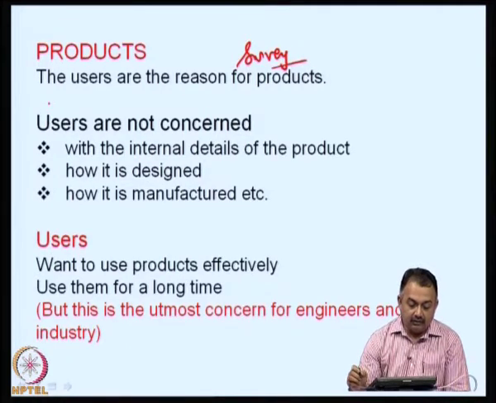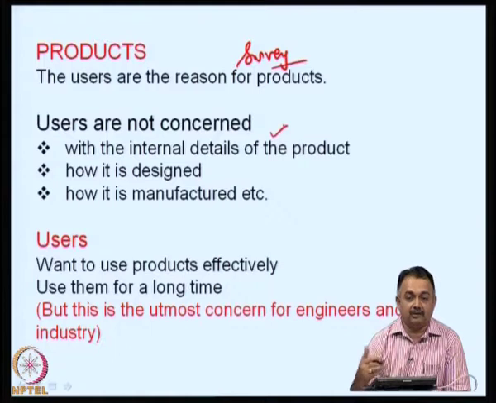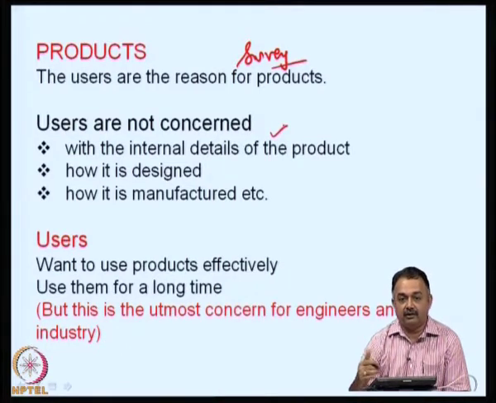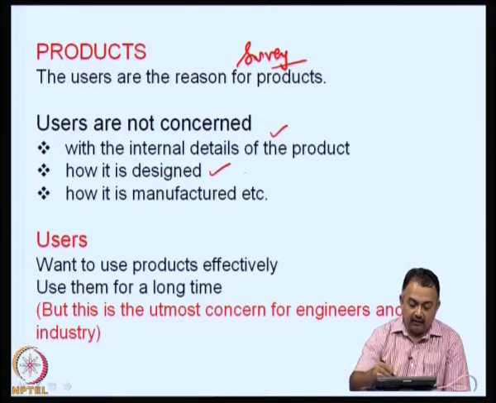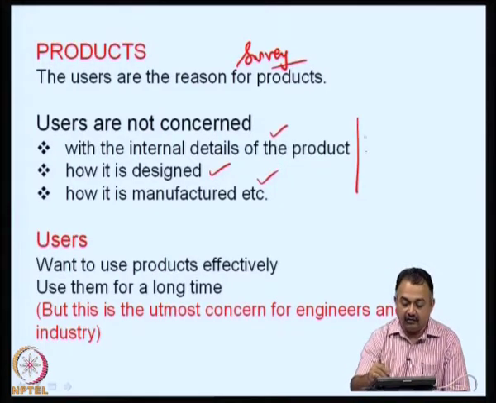Users are not concerned with the internal details of the product. If you take a survey, they will say this is what I want. This particular system has to perform this function, because I have a system that does not perform that. I would like to see a system perform an advanced functionality. How is it designed? They are not worried. How is it manufactured? They are not worried. But as an engineer, you have to worry about this.